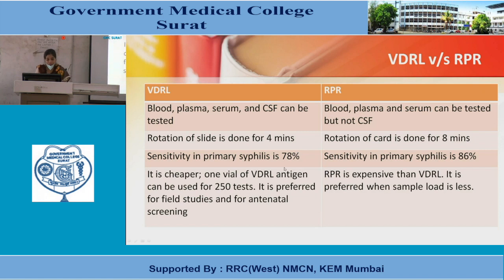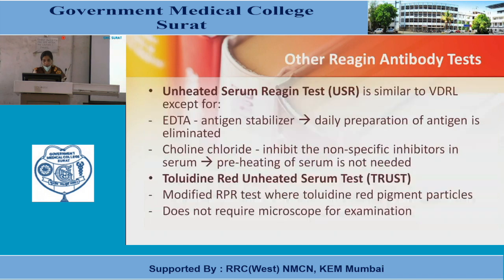Sensitivity of VDRL in primary syphilis is 78%, and in primary syphilis the sensitivity of the RPR test is 86%. VDRL is cheaper; 1 vial of VDRL antigen can be used for 250 tests. It is preferred for field studies and for antenatal screening. RPR is more expensive than VDRL. It is preferred when the sample load is less. So, these are the differences between VDRL and RPR.